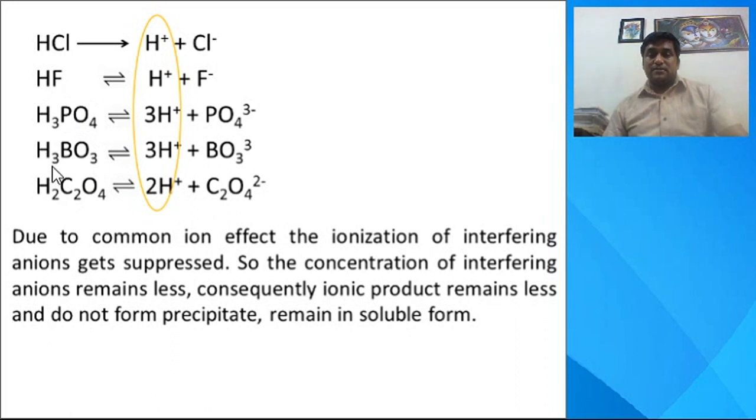Now these are weak acids, so they do not ionize completely. Again, there is a role of the common ion effect. HCl being a strong, ionizing acid, the H+ which is released suppresses the ionization of these weakly ionized acids, HF, phosphoric acid, boric acid and oxalic acid. As a result, their ionization gets suppressed, so they remain in the form of a solution. The concentration of these anions remains low and they remain in solution.